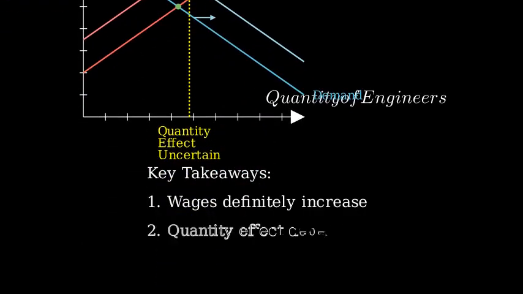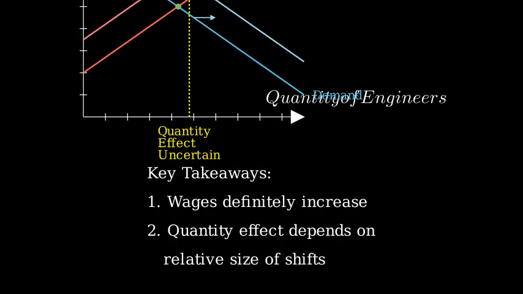In conclusion, when both demand increases and supply decreases, we can be certain that wages will rise. However, the final quantity of engineers employed depends on which effect is stronger, the increased demand or the restricted supply.